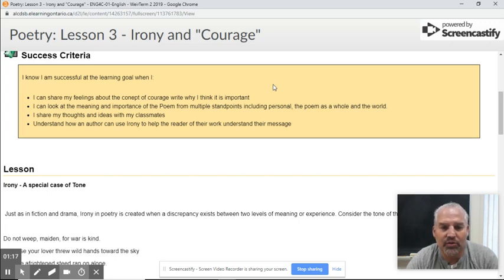Look up the meaning and importance of the poem from multiple standpoints: personal, the poem's, and the whole world. Share your thoughts with the class on a Padlet. We're going to do a little class discussion on your concept of courage, and then get an understanding of how an author uses irony to help people understand the message.